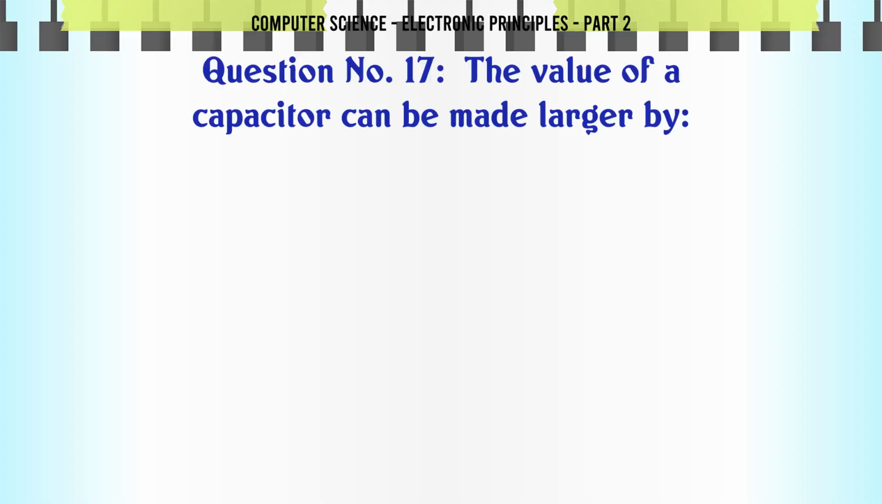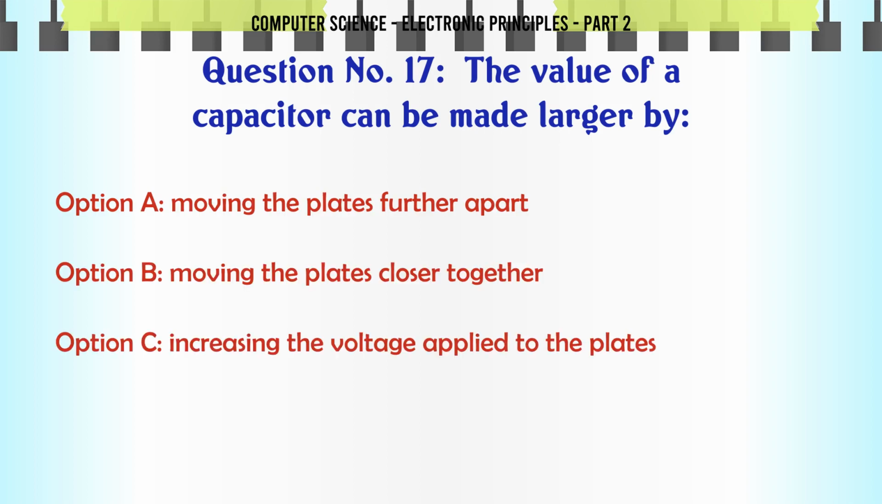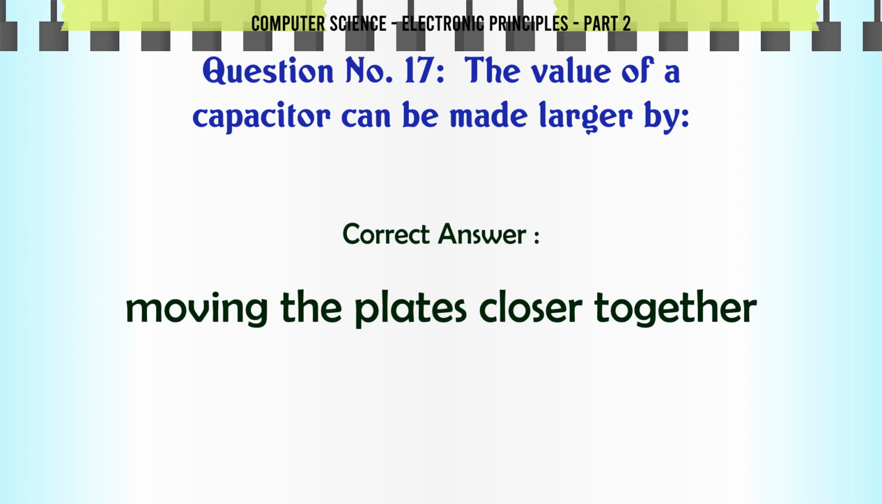The value of a capacitor can be made larger by: A. moving the plates further apart, B. moving the plates closer together, C. increasing the voltage applied to the plates, D. decreasing the voltage applied to the plates. The correct answer is moving the plates closer together.